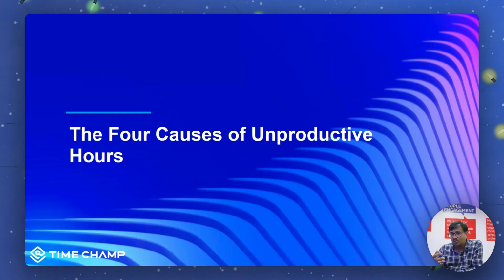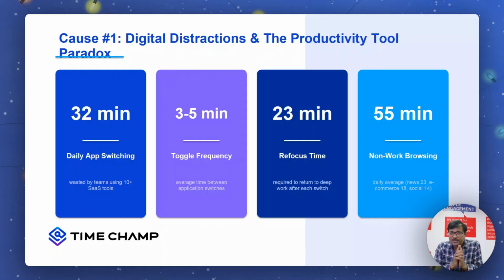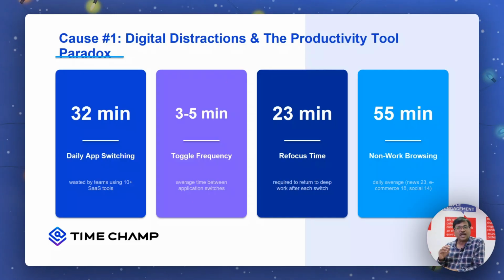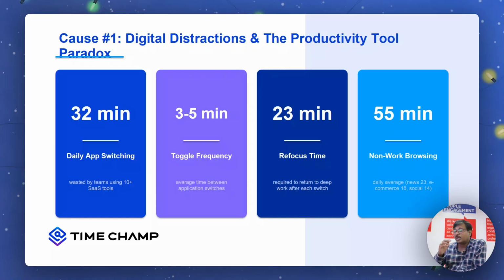So what's driving these unproductive hours? Let's start with the most visible culprit. That is digital distraction and application misuse. Now, when most managers think about digital distractions, they picture employees scrolling Insta or shopping on Amazon. And yes, that happens. But the reality we see in actual tracking data is far different and honestly more concerning.